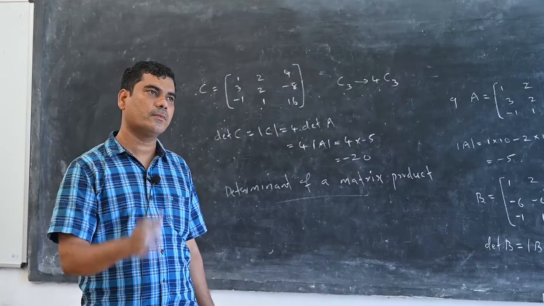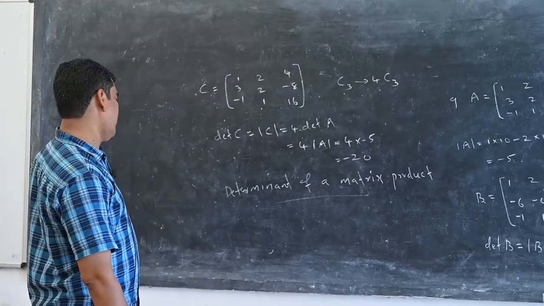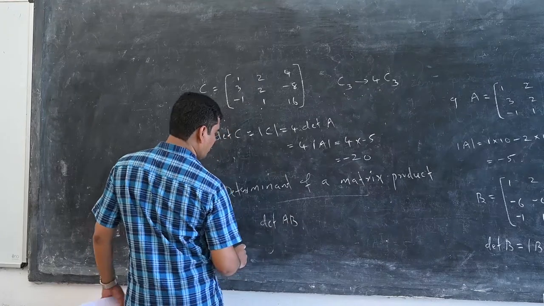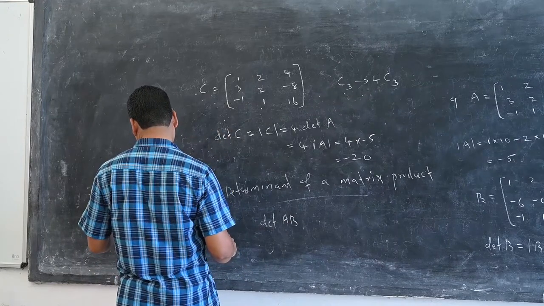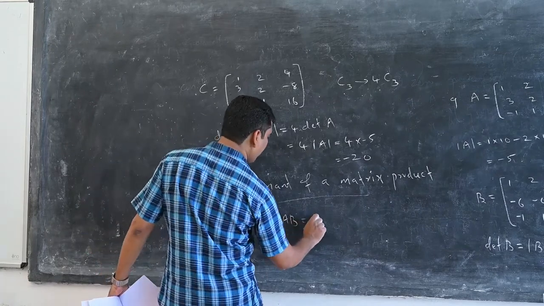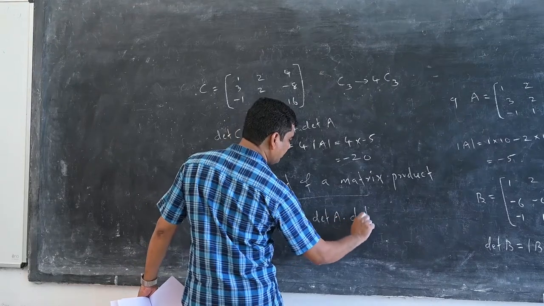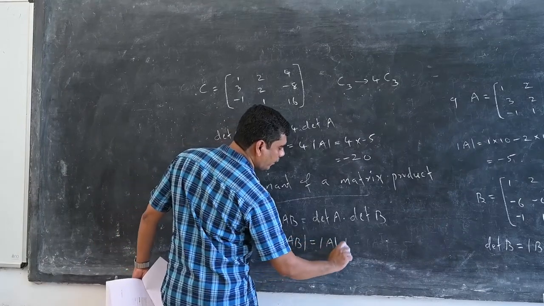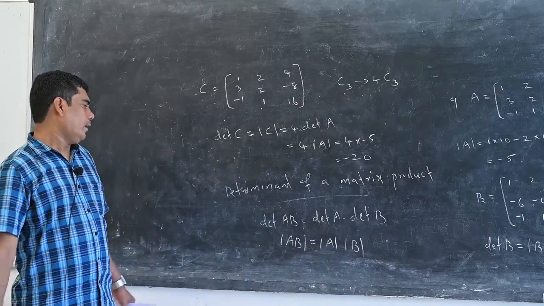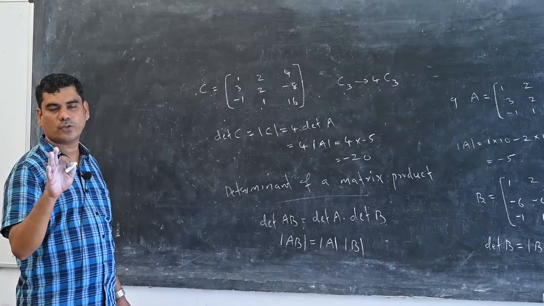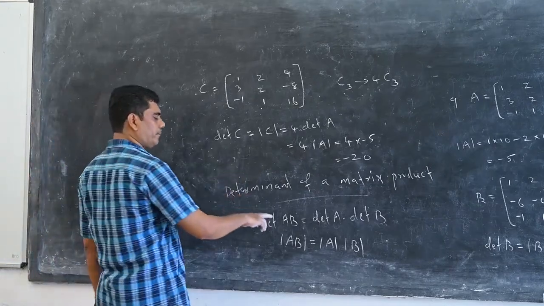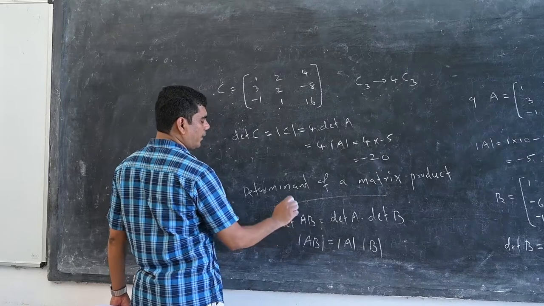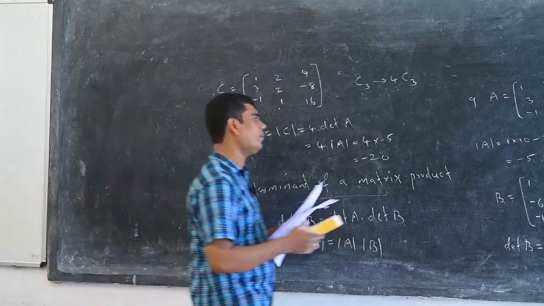If A and B are square matrices of the same order, then the determinant of their product AB is equal to the determinant of A into the determinant of B. That is, the determinant of AB is equal to the determinant of A into the determinant of B.